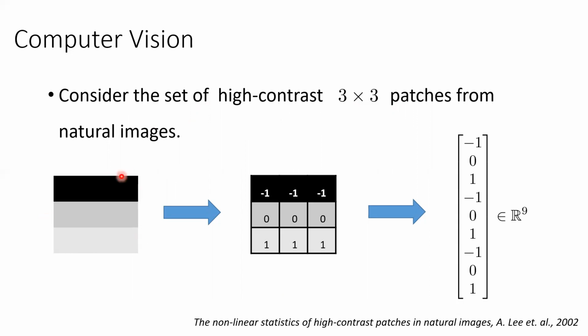For example, if you look at one of these 3x3 patches, you can turn it into a matrix where the color black is represented by -1, the color white is represented by 1, and all the grayscale values in between by other numbers, right? So you can turn these 3x3 patches into 9-dimensional vectors by concatenating the columns. This would be the first column, this would be the second column, and this would be the third column. So each 3 by 3 patch gives us a point in R^9.